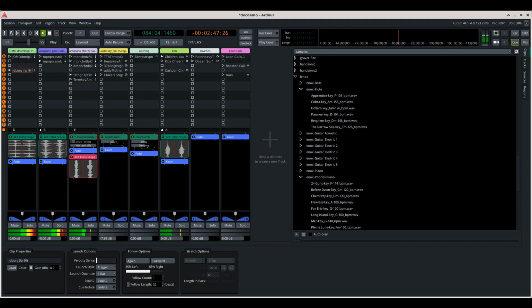We are happy to bring clip launching functionality into Ardour for the first time, along with many other significant improvements, including lots of enhancements for MIDI editing.